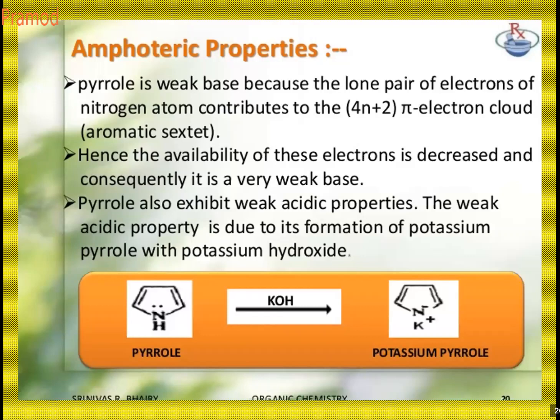Pyrrole also exhibits acidic property. It can react with potassium hydroxide to form the potassium pyrrole derivative, because potassium hydroxide can abstract the proton from the nitrogen. That's why pyrrole is said to be amphoteric in nature: weakly basic because of the presence of the lone pair, and acidic because it can react with KOH to form the potassium salt of pyrrole.